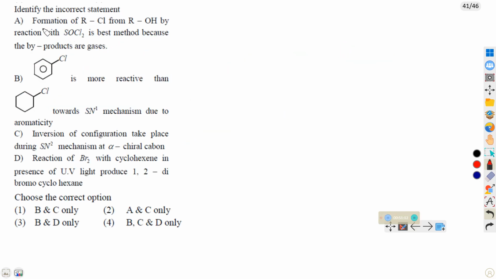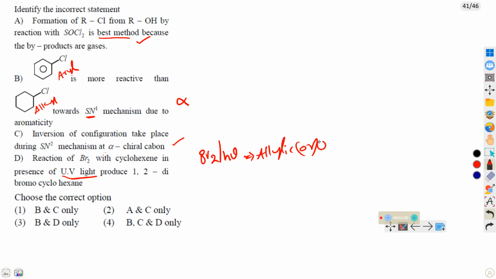Identify the incorrect statements. Formation of RCl from alcohol by reaction with SOCl2 is the best method. This is a correct statement only. This is an aryl halide. This is an alkyl halide. Aryl halides are more reactive towards the SN1 mechanism. This is an incorrect statement. Inversion of configuration takes place during the SN2 mechanism at an alpha chiral carbon. This is also a correct statement. Backside attack of the nucleophile takes place. Reaction of bromine with cyclohexane in the presence of sunlight. Bromine in the presence of sunlight favors allylic or benzylic substitution.